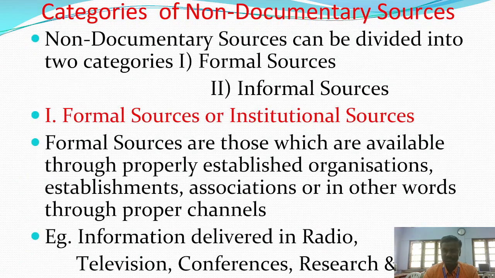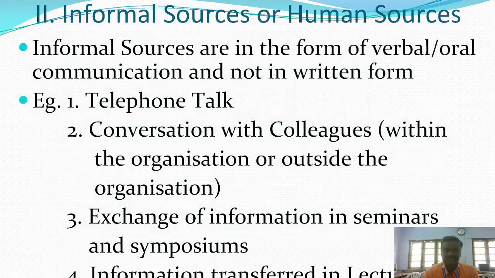Categories of non-documentary sources. Non-documentary sources can be divided into two categories. Number one, formal sources. Number two, informal sources. Formal sources. Formal sources are those which are available through properly established organizations, establishments, associations, or in other words, through proper channels. Examples of formal sources: information delivered in radio, television, conferences, and research and development organizations.